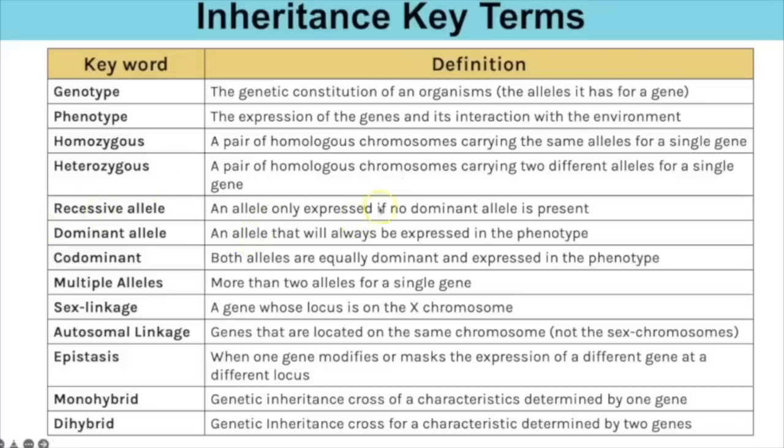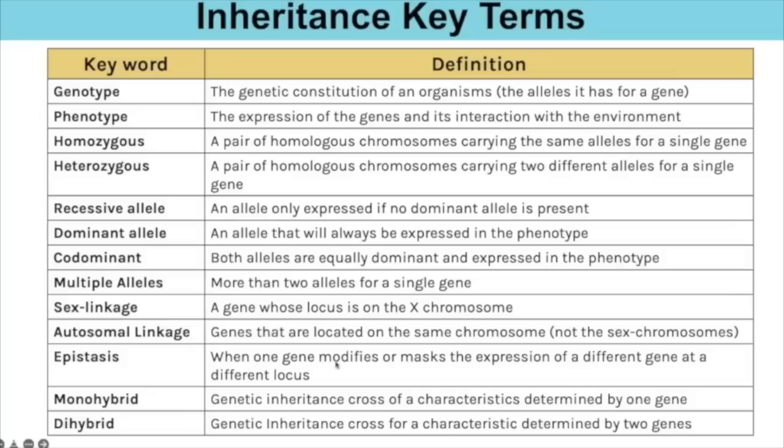Recessive allele is only expressed if there's no dominant allele present, whereas the dominant will always be expressed. Codominant is when both alleles are equally dominant and expressed in the phenotype. Multiple alleles is when you have more than 2 alleles for a single gene. Sex linkage is a gene whose locus is on the X chromosome. Genes are located on the same chromosome, not the sex chromosomes though, for autosomal linkage.